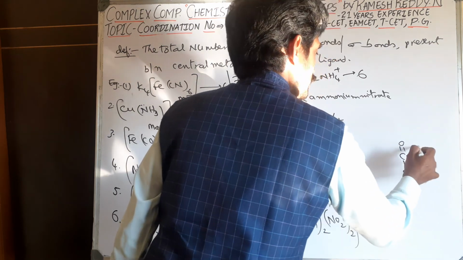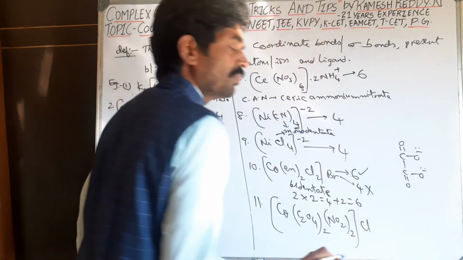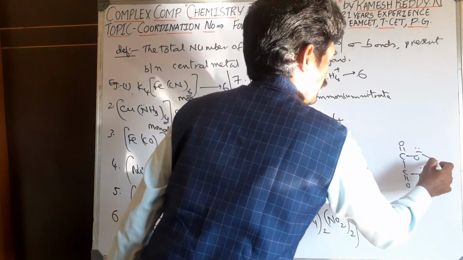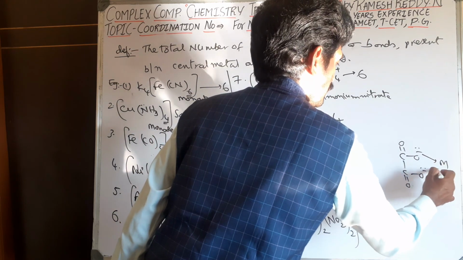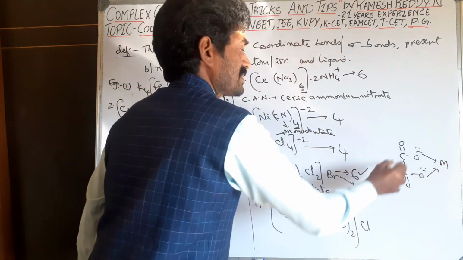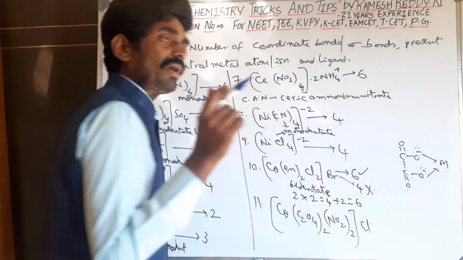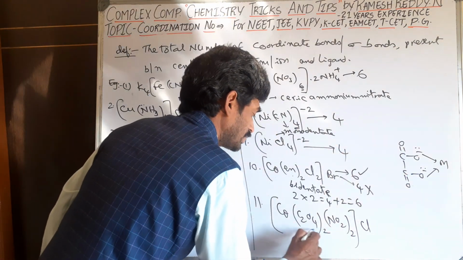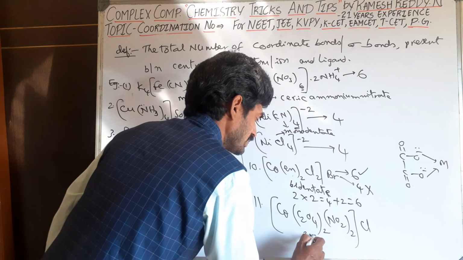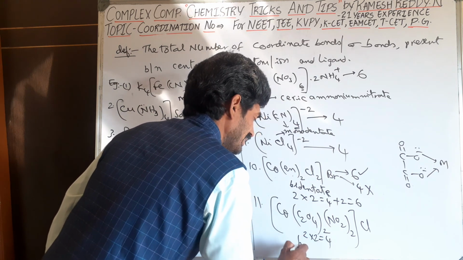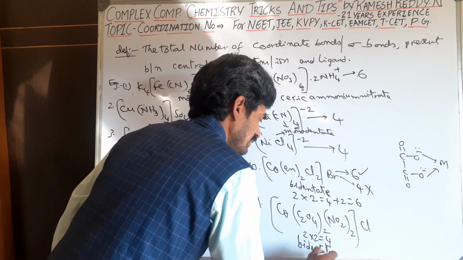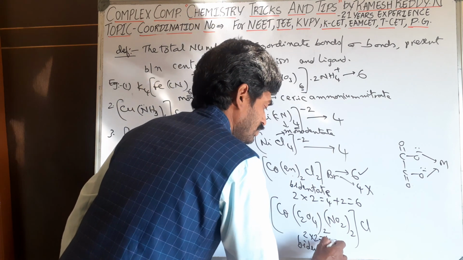So here 2 donor sites, that is 2 oxygen atoms, are donor sites. One oxygen can form one coordinate bond, the other oxygen also. So that's why it is a bidentate ligand. So each oxalate ion can form 2 coordinate bonds. So like that 2 are there, 2 into 2, that is 4, because it is a bidentate ligand, my dear students.